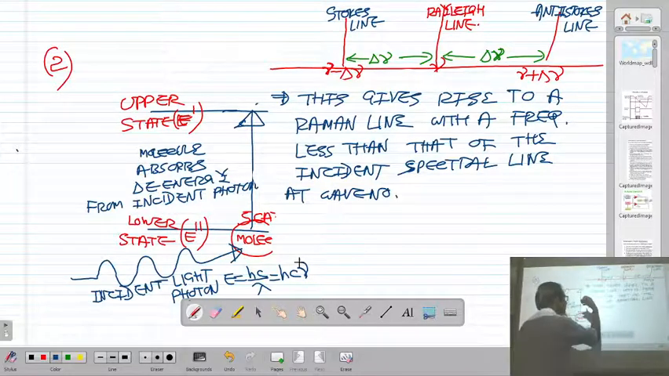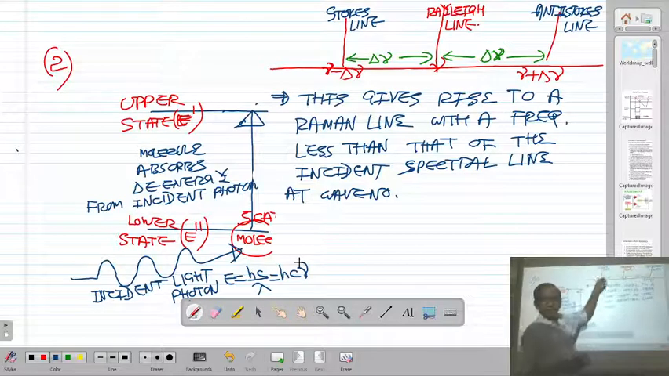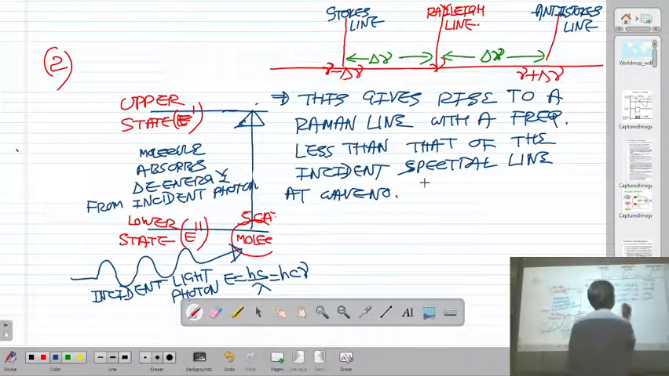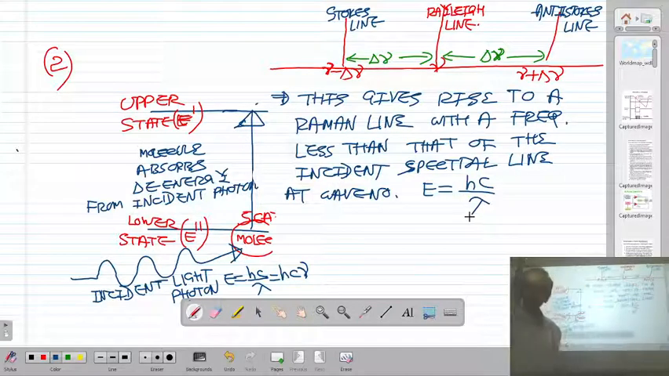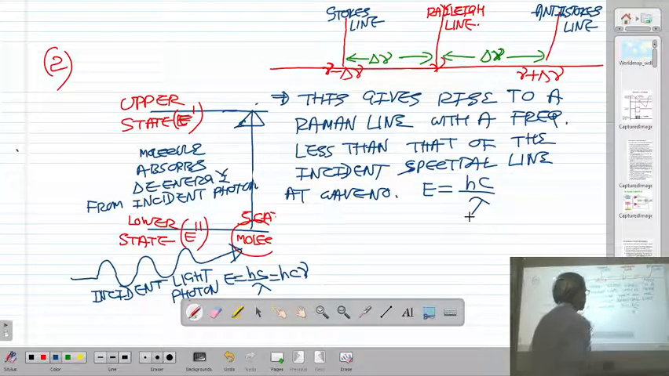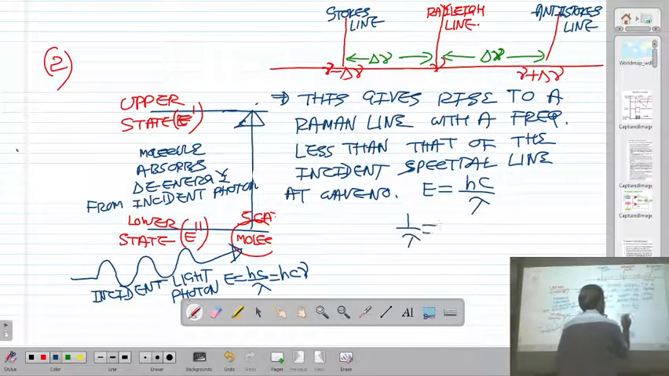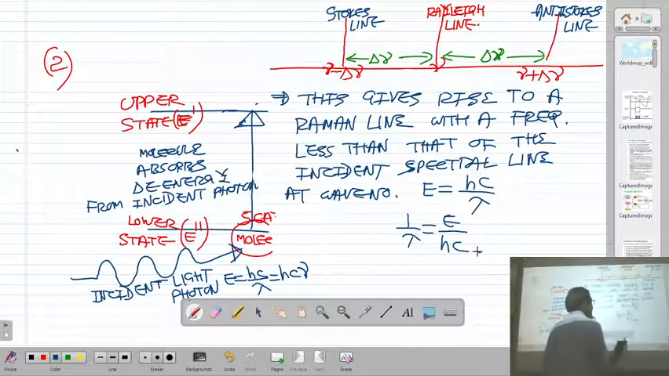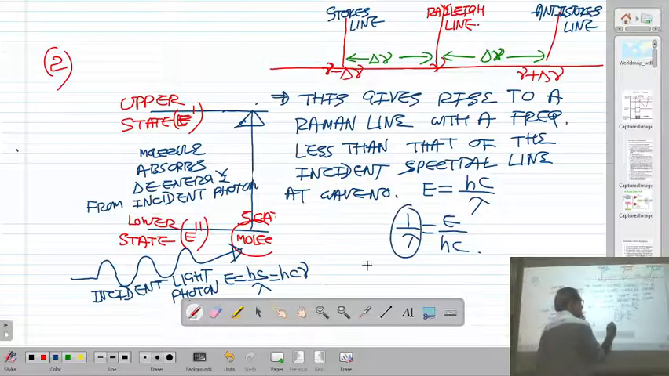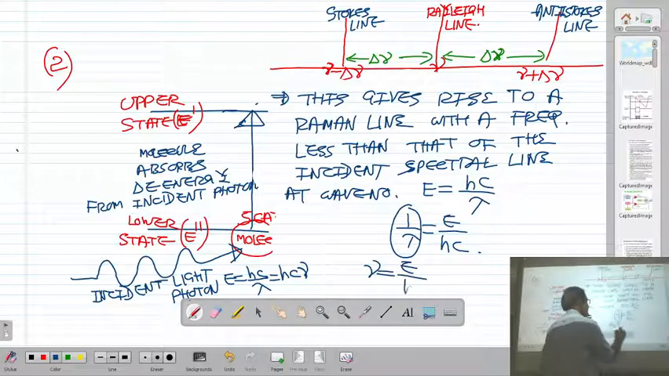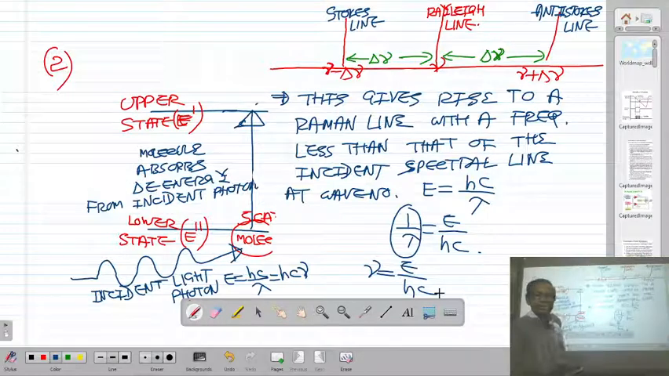So at what wave number do we get this Stokes line? That we calculate. Now we know the energy equation is E equals hc upon lambda. So 1 upon lambda is equal to E upon hc. This 1 upon lambda is called the wave number ν. So wave number ν is equal to E upon hc. This is the basic equation.